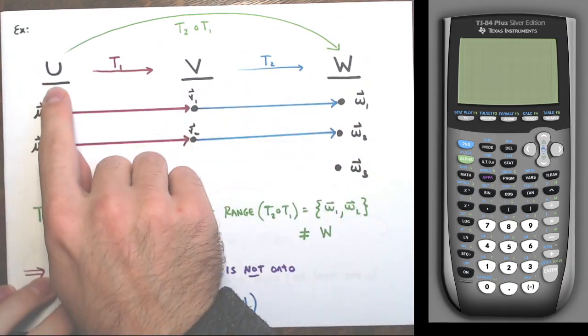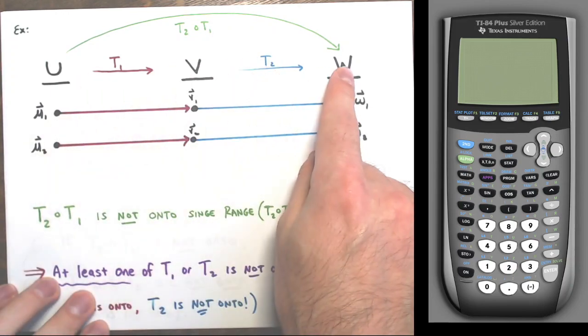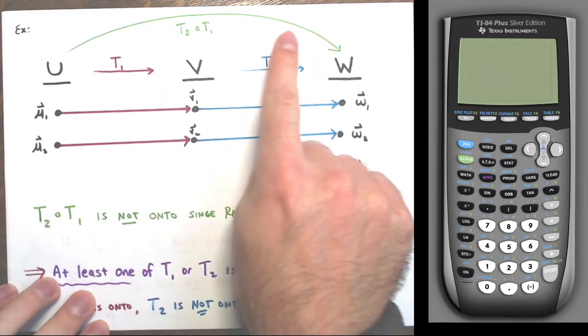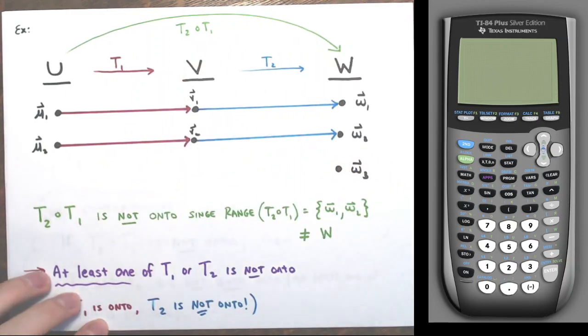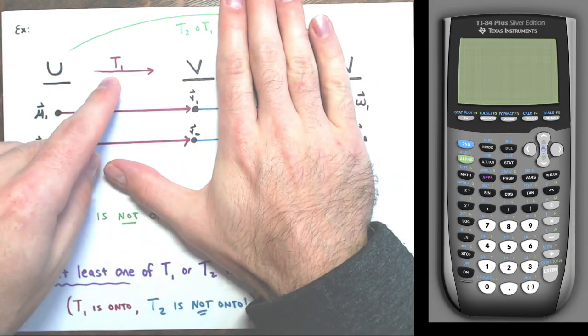So again, imagine these are vector spaces U, V, W. So again, U to V is T1, V to W is T2, and then U to W is the composition T2 composed with T1. Now look at T1. T1 is onto.